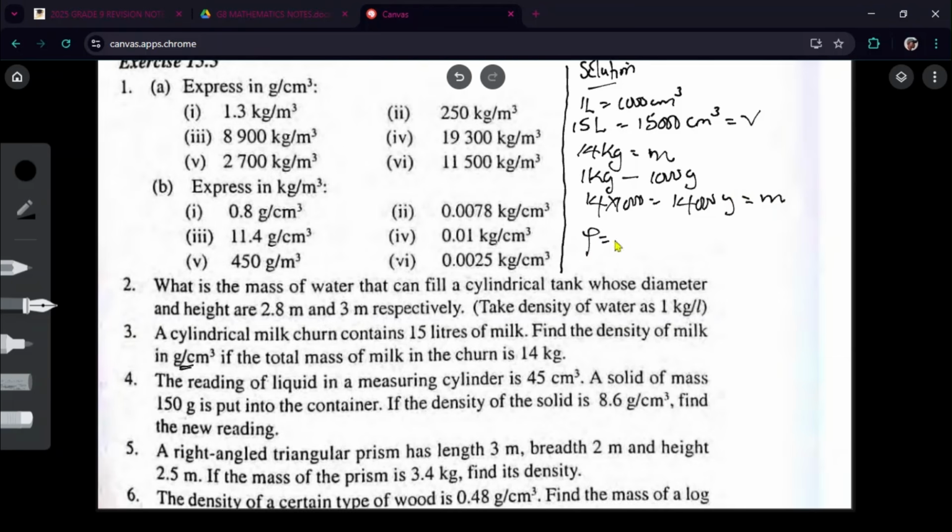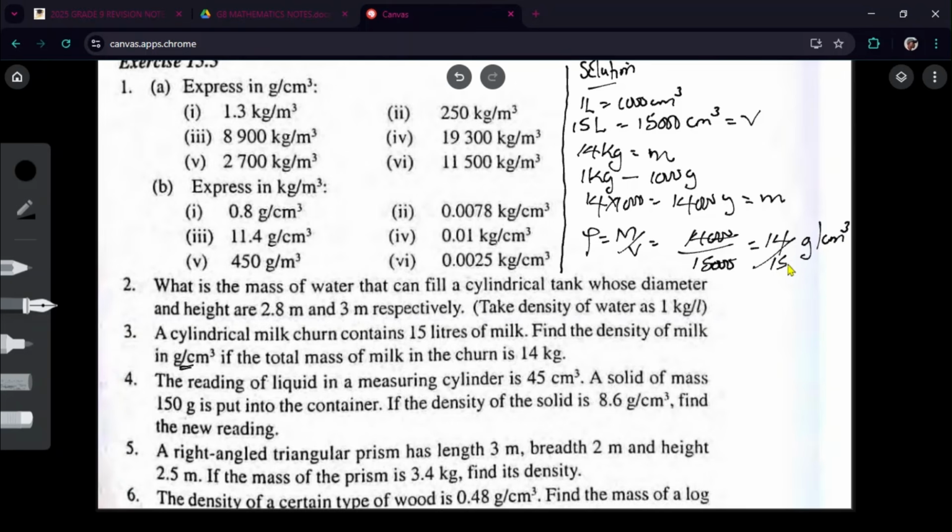Therefore, density, which is the same as mass all over volume. Mass is 14,000 all over 15,000. The three zeros will go with the three zeros. So roughly, you have 14 all over 15 grams per centimeters cubed. So you've converted that.